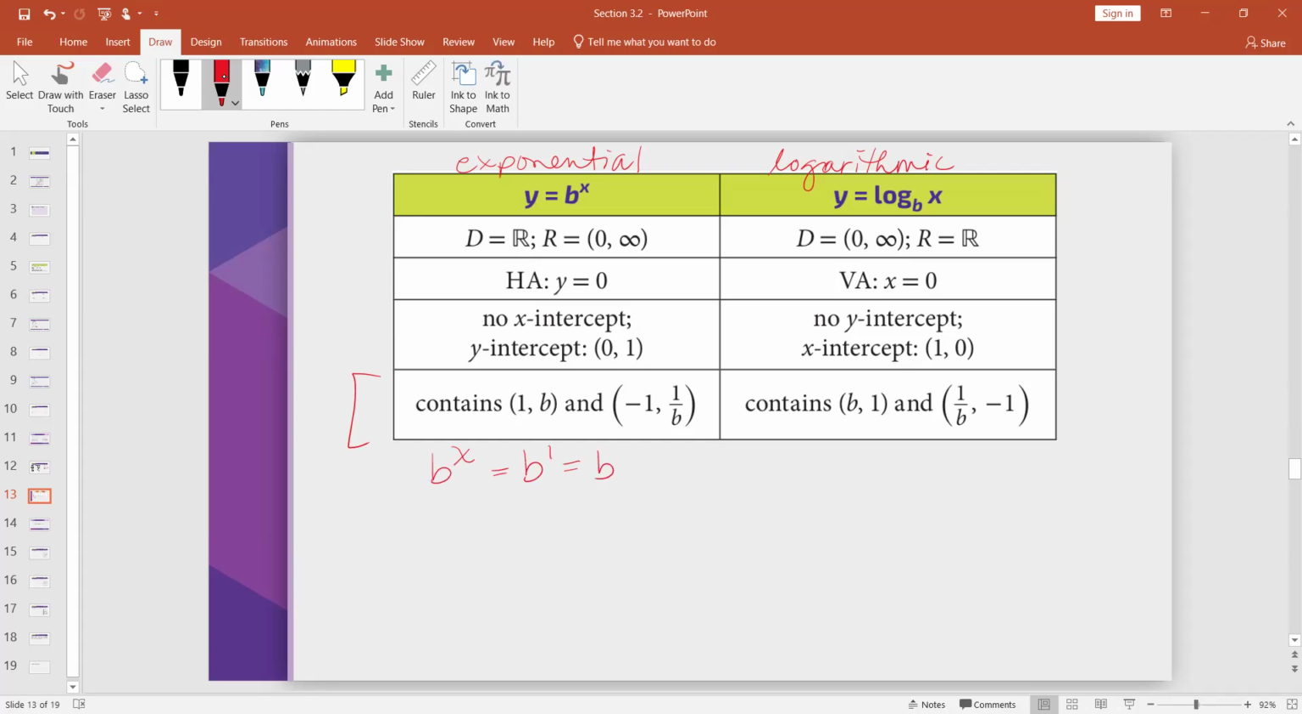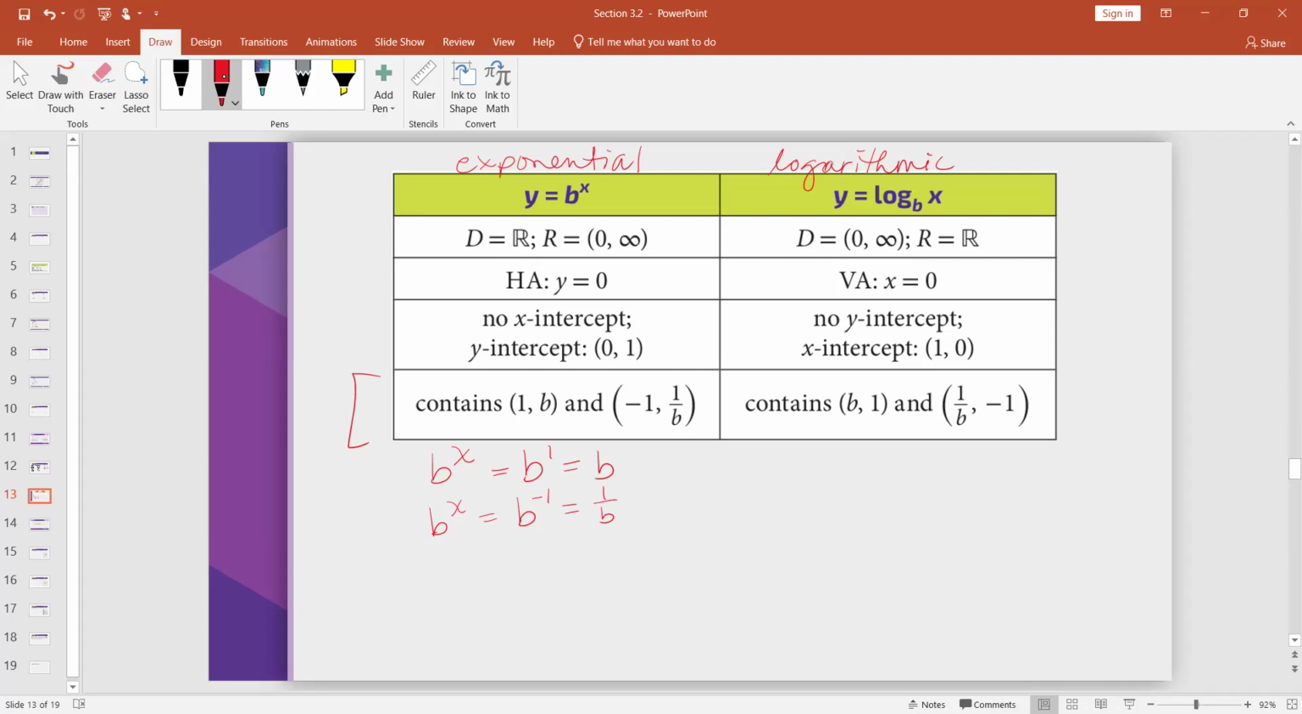So the y is always the base. And then if you have b to the -1, it's always 1 over that base. That's where those 2 points come from. And then we see the inverse of that for logarithmic functions. For exponential functions, it's very easy to understand. You raise b to the power of 1 and you get b, like I just showed you.